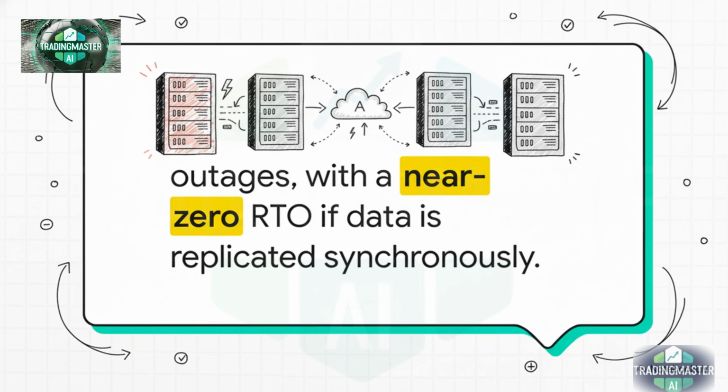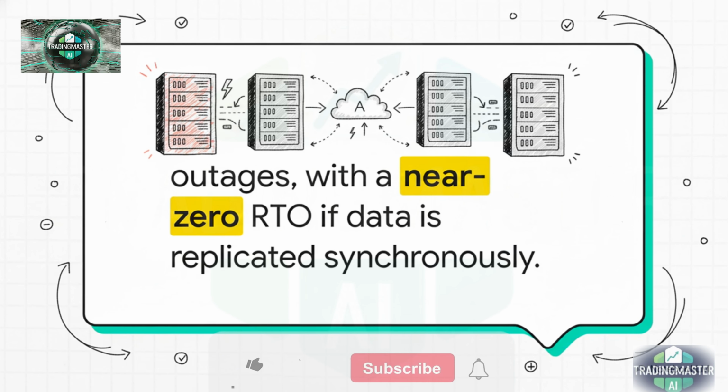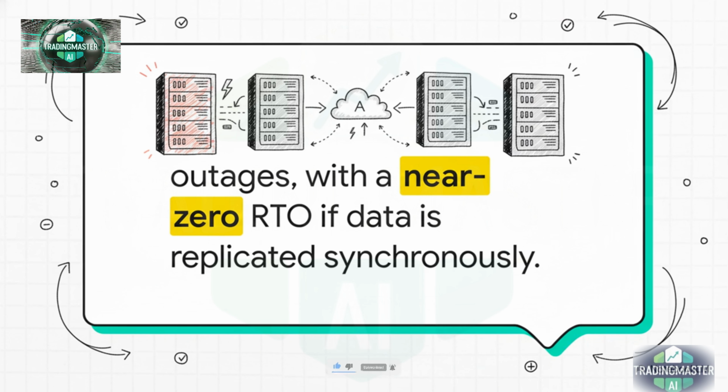And here's the most important takeaway. With this setup, if one of those data centers, an entire zone, goes dark, your application just doesn't care. It doesn't skip a beat. Traffic automatically gets rerouted to the healthy zones. And if your data is being copied in real time across those zones, your recovery time is practically zero.